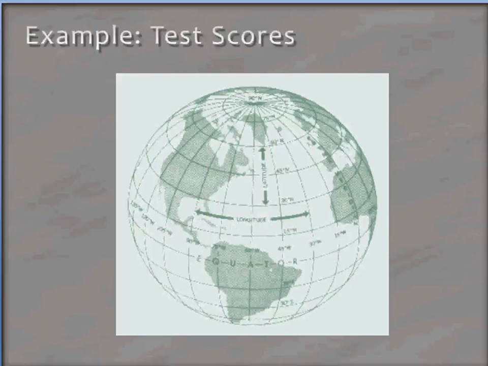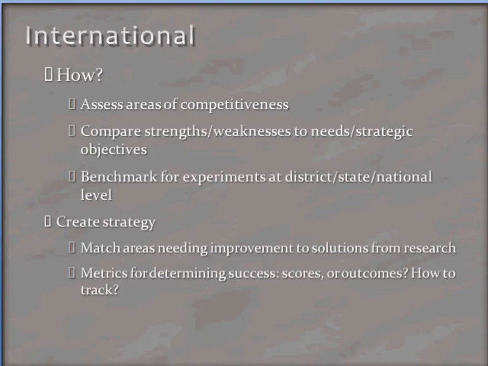Finally, test scores can be used to try to determine a global strategy both for education and for an individual nation. By comparing international test scores, that is, scores for the United States versus scores across the world, the United States could look at its areas of competitiveness. What are we good at compared to other countries? It could also compare strengths and weaknesses to the needs and strategic objectives of the country.